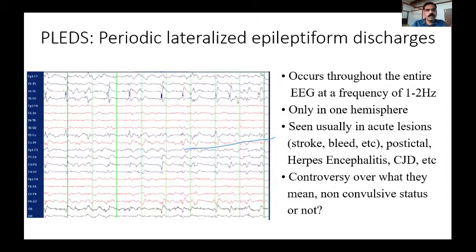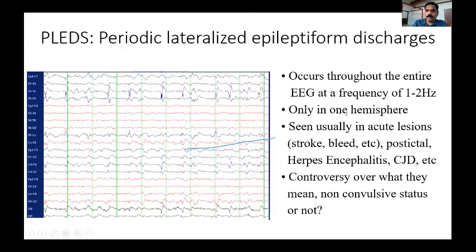Then sometimes we see this activity called PLEDS. PLEDS is periodic lateralized epileptiform discharges. You can see here in the left T5 lead, you find this activity. It is occurring at a 1 to 2 hertz frequency throughout the record. So you can see here it occurs through the entire EEG at a frequency of 1 to 2 hertz. It is usually localized to one area of the brain.